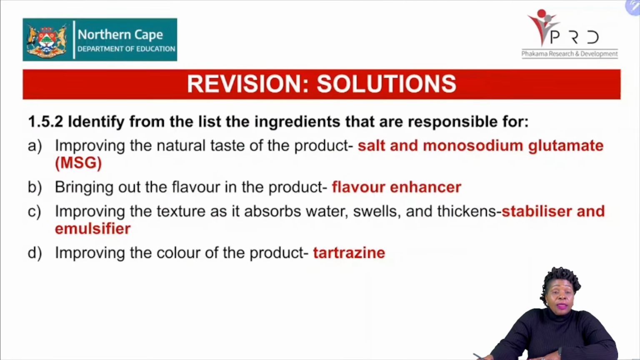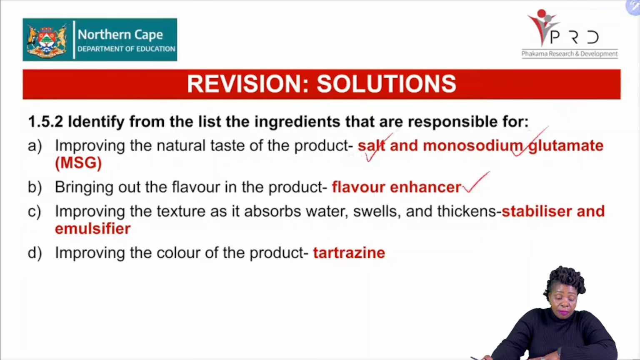It says, identify from the list the ingredients that are responsible for, that is A, improving the natural taste of the product. So from the ingredients, we saw that there is salt. It improves the taste of food. We have got monosodium glutamate, which is a flavor enhancer. So it means it will also improve the natural taste of food. And then B says bringing out the flavor in the product. So amongst the ingredients, again, we had a flavor enhancer.